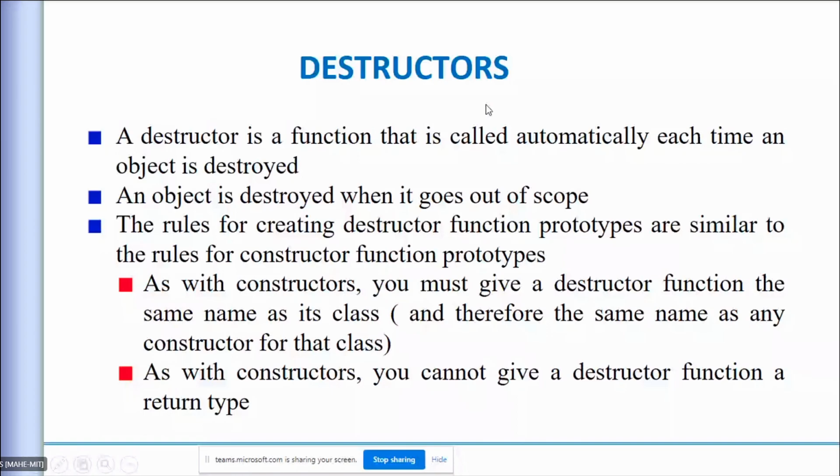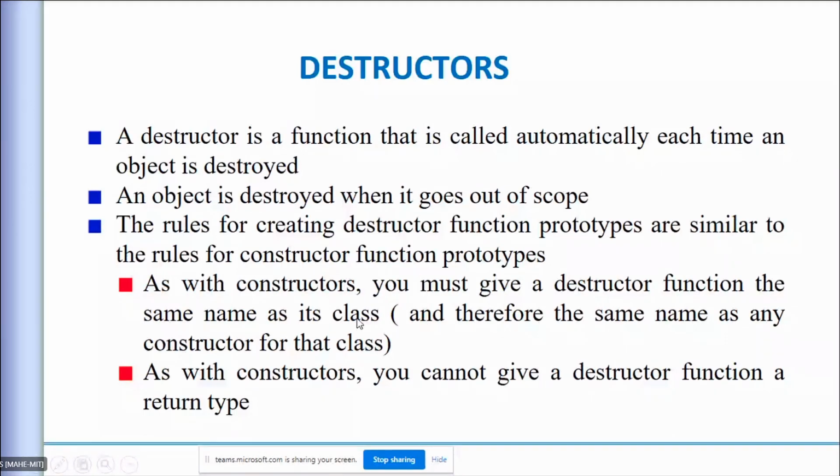A destructor is a function. It is also called automatically each time an object is destroyed. We'll see how. An object is destroyed when it goes out of scope. The rules for creating a destructor are similar to the constructor. It has a function prototype, it should have the same name as your class, but we'll see how it is different from a constructor. As with the constructor, you must give the destructor function the same name as its class.